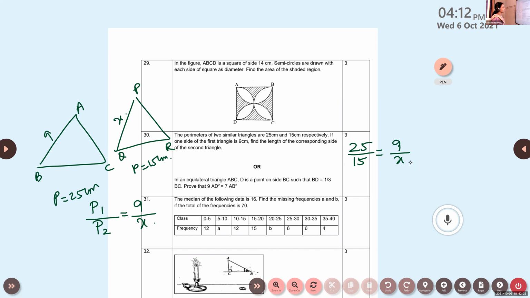What is the length of this? Yes, got the answer? Yes, ma'am. What is the answer? 5.4 centimeters. Yes, correct. It is 5.4 centimeter. Is it clear? Yes, ma'am.